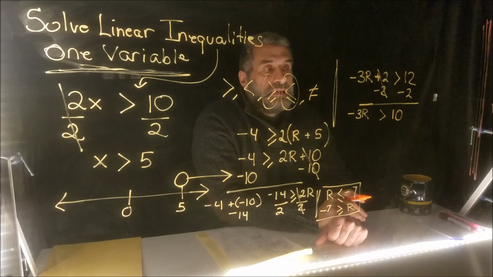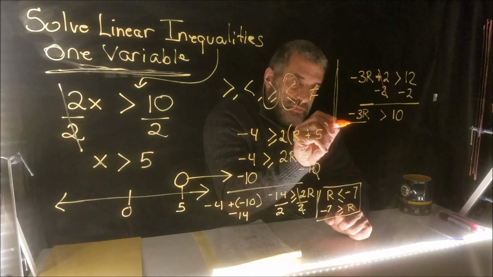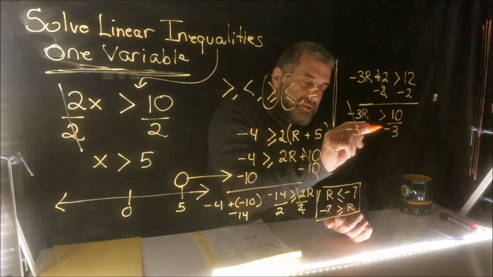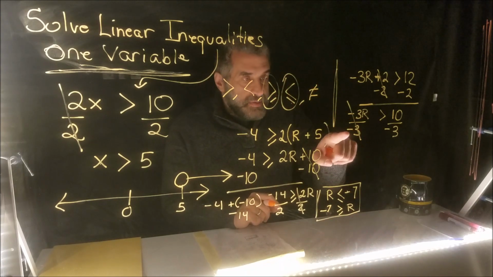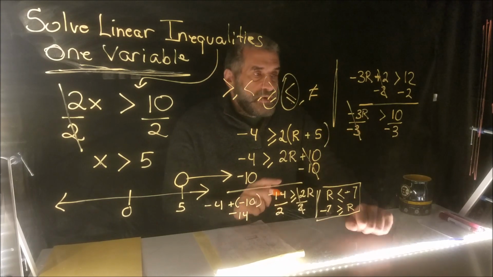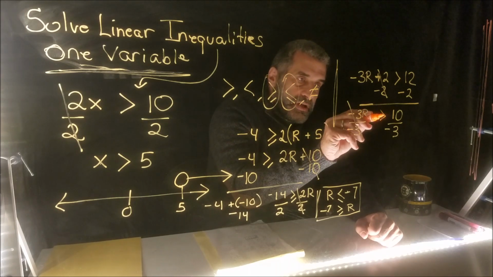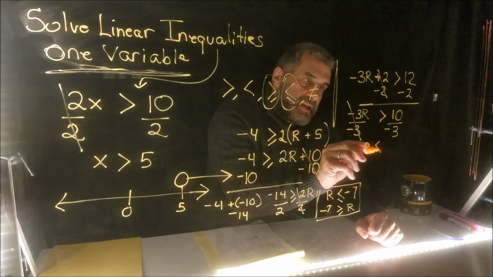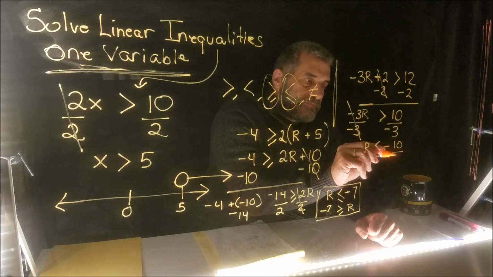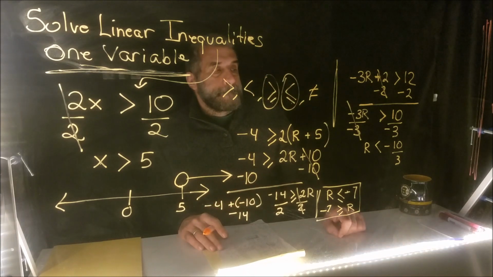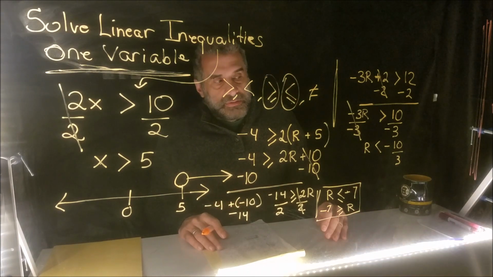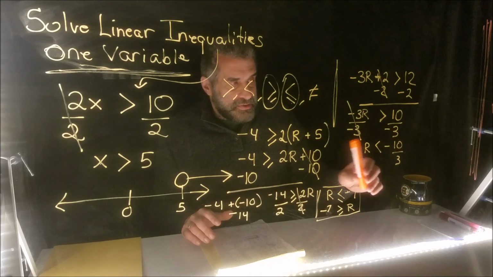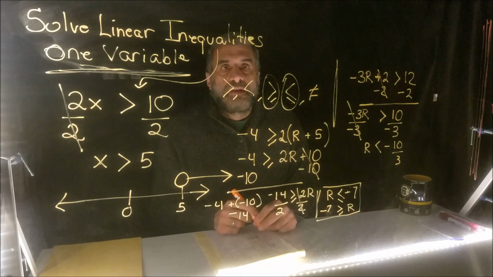Now, this is very important. We're going to divide out the negative 3. Whatever we do to one side, we do to the other. When you divide on both sides, you have to flip the inequality sign. So this will be r is not greater, it's going to be less than negative 10/3. And you can keep it as an improper fraction, unless it says simplify. A lot of times in high school, you just keep it as negative 10/3.